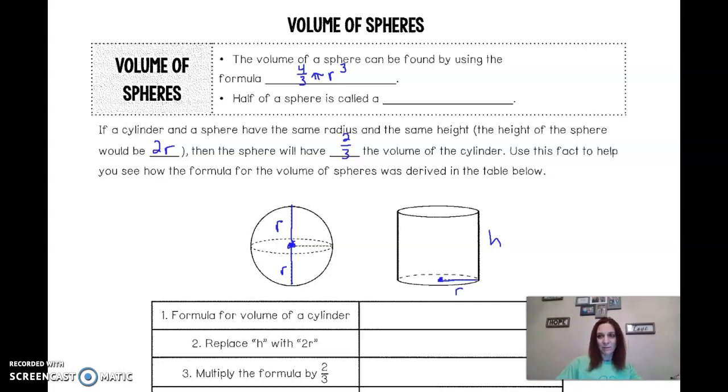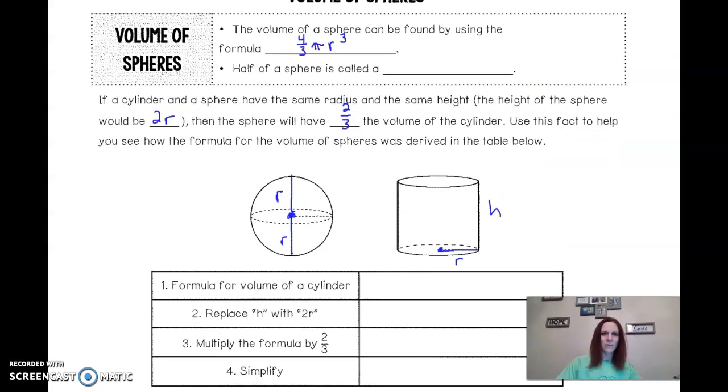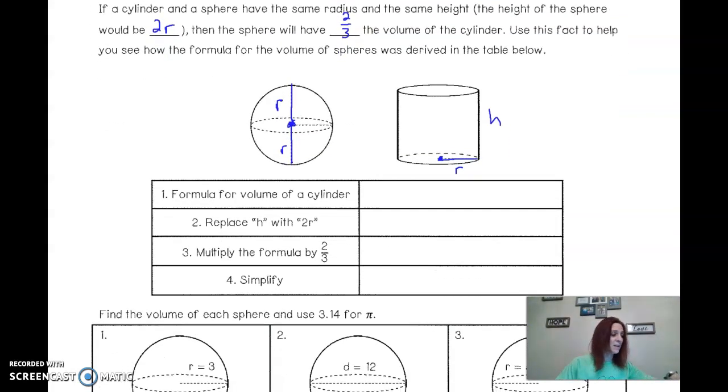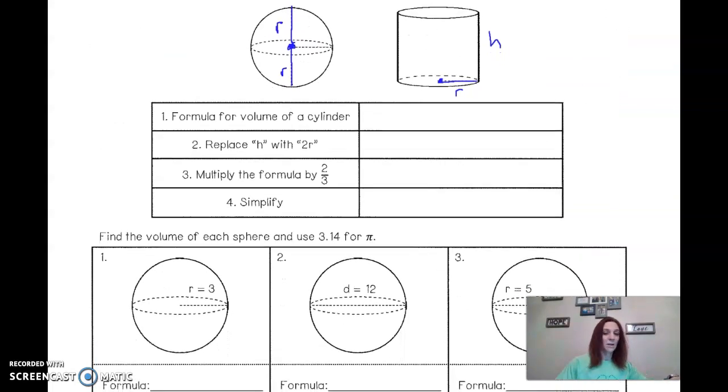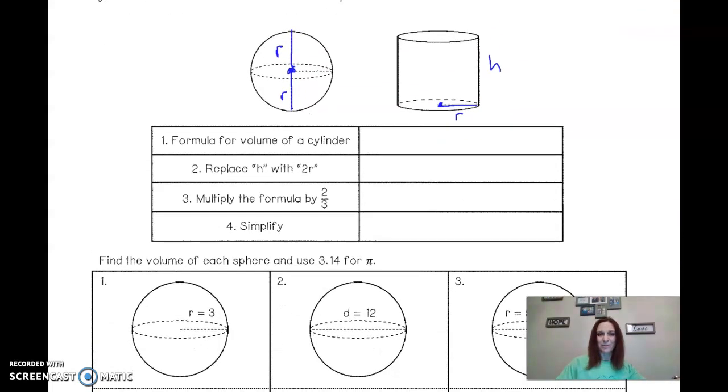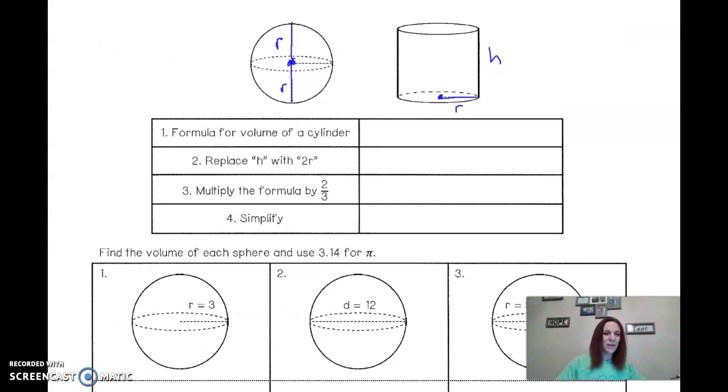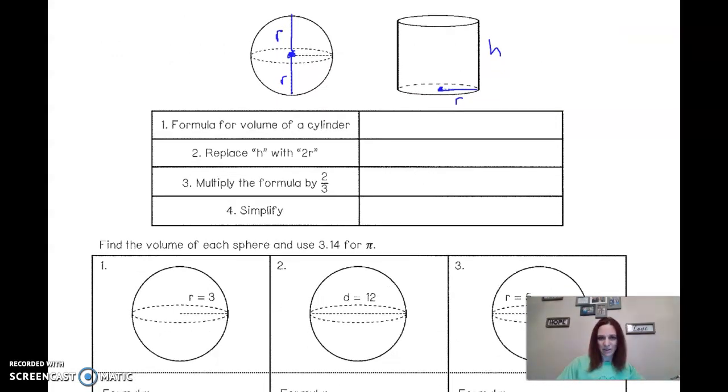Well, let's show you this here. Oh, you know what I forgot? Right here, before we move on. Half a sphere is called a hemisphere. We heard that word before, right? In geography. Okay, so we're just dealing with half, either top or bottom or one of the sides. It's a hemisphere.